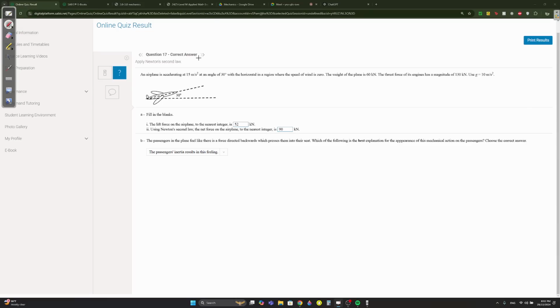Okay, question 17. An airplane is accelerating at 15 meters per second squared at an angle of 30 degrees. The weight of the plane is 60 kilonewton. The thrust force is 130 kilonewton. The lift force on the airplane is what?